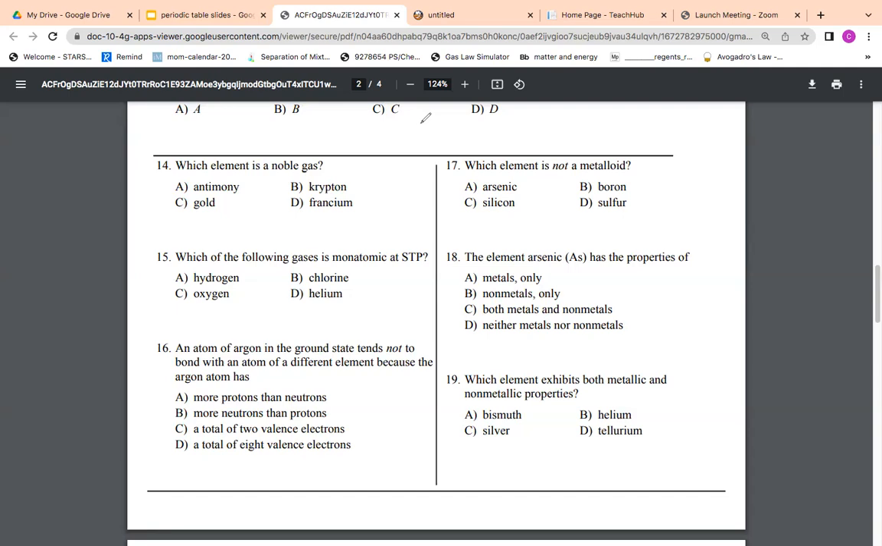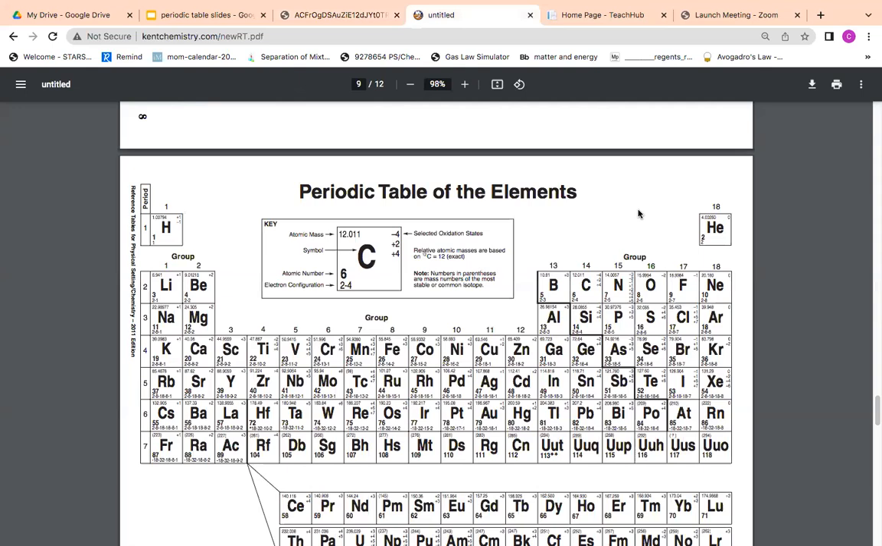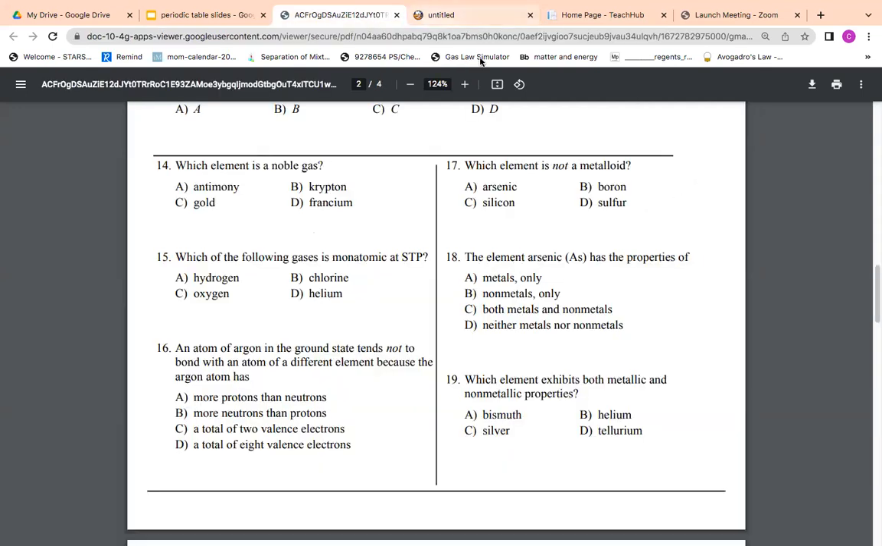Next one, which element is a noble gas? Again, just go to your periodic table right over here. Anything in group 18 is a noble gas. And so this one is just going to be Kr, or krypton. Antimony is not a noble gas. It is a metalloid. Gold and francium are both metals.